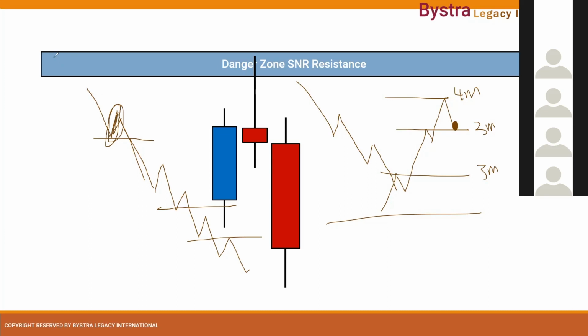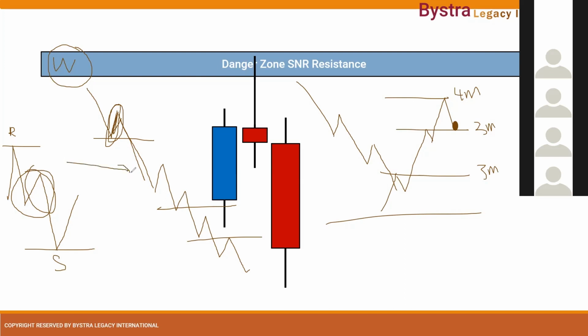Okay, let me try to make it simpler here. Let's look at the weekly time frame. Normally on the weekly time frame, it works like this. This is a resistance, this R. This is a second movement, and then it comes to a support. This is a support, and this is the second movement area. So weekly it will look like this, but if you change this whole thing to daily, it would look like this.